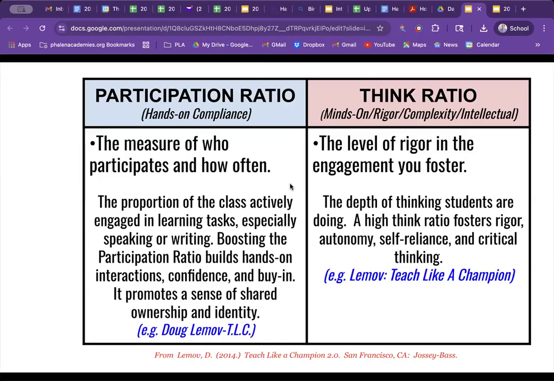What is think ratio? So think ratio is the level of rigor in the engagement you foster. All right. So it's not all about just how much engagement you provide for them to participate in, but the level of the rigor. Can I have someone from table 3 read what that says in the box? Thank you. The depth of thinking students are doing. A high think ratio fosters rigor, autonomy, self-reliance, and critical thinking. Both of these are from Teach Like a Champion, Doug Lemov.